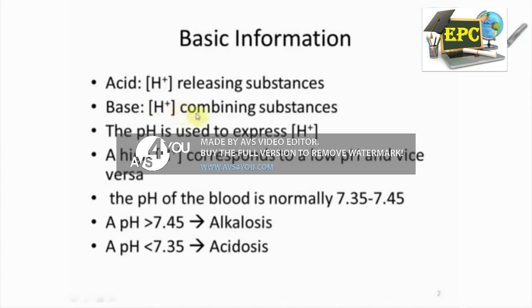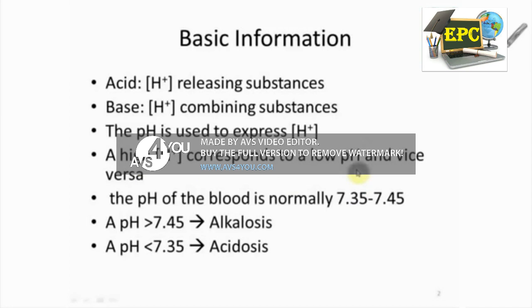So in our body, how do we express hydrogen ion concentration? Well, it's basically through the term pH. Now, the higher the hydrogen ion concentration, the lower the pH. And of course, the other way around is correct. The lower the hydrogen ion concentration, the higher the pH.